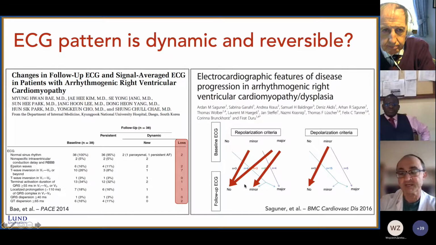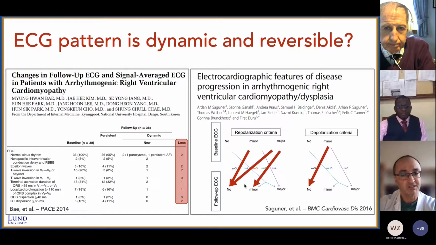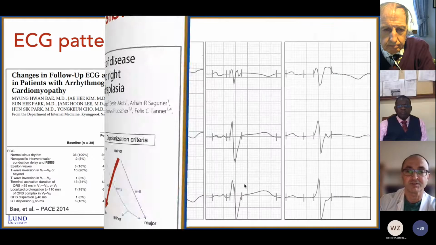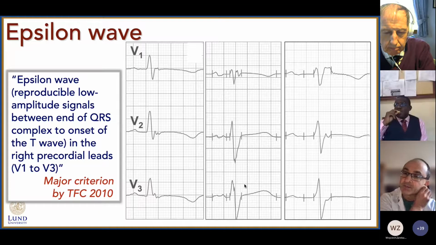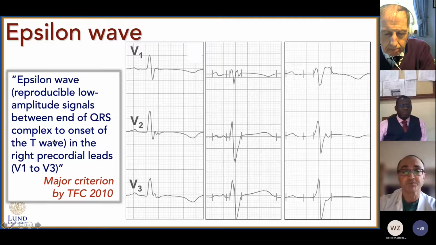And that emphasizes the importance of ECG, and we should keep in mind that we need to pay attention to how stable the ECG changes are that we are using for diagnosing patients with ARVC. Epsilon wave is another issue that has been discussed recently. When you read the definition in the Task Force criteria document from 2010, it seems very straightforward.